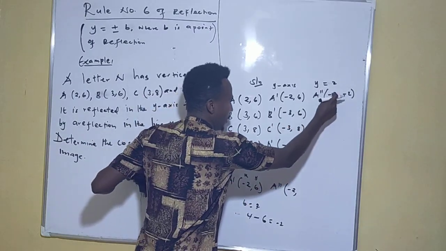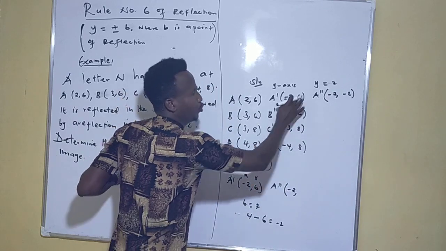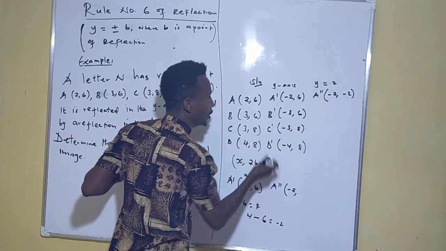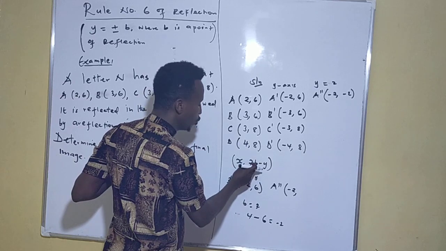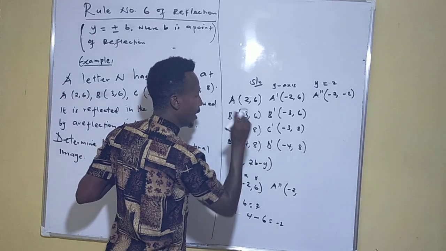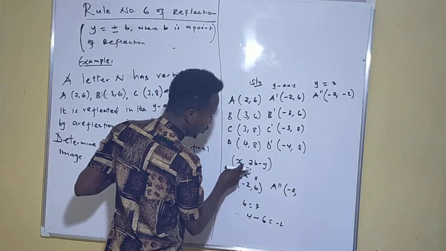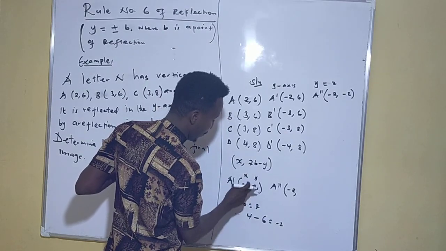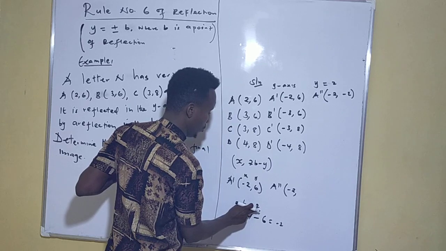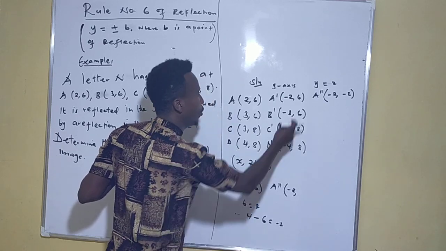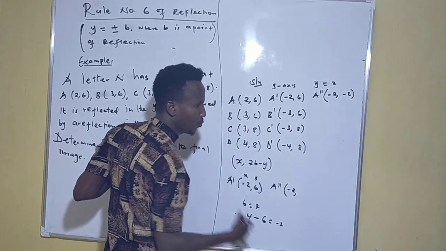So A double prime will be negative 2, right? Already this one, negative 2, will not change. But what's going to change is the y coordinate using the formula 2b minus y, where y is the y coordinate of the point. So you're going to see 2 times 2, because our b is 2, minus the y coordinate, our y coordinate is 6. So 2 times 2 is 4 minus 6, what?